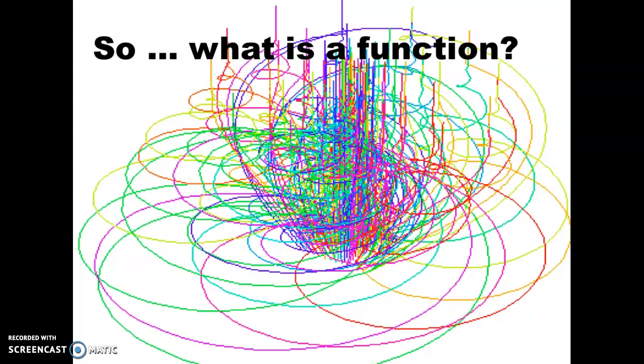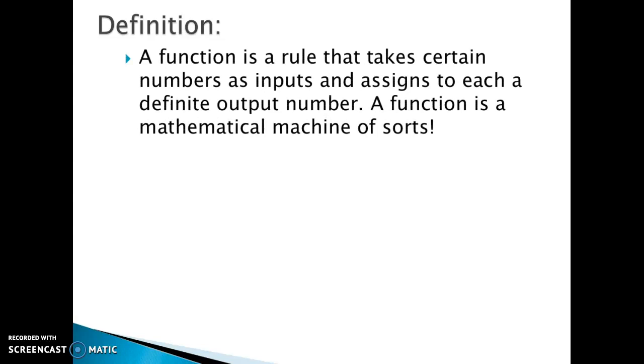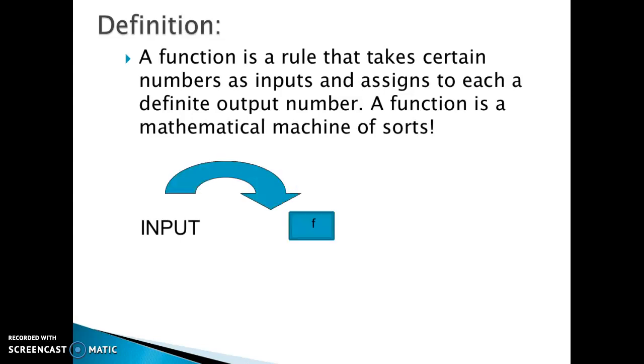So as always in math, we're going to start off with: what is a function? By formal definition, a function is a rule that takes certain numbers as inputs and assigns each to a definite output number. A function is a mathematical machine of sorts. It takes whatever we give it as input, we put it into that machine. That's called the function machine.